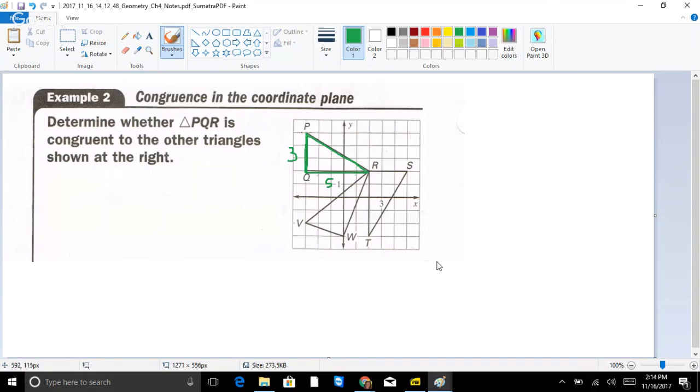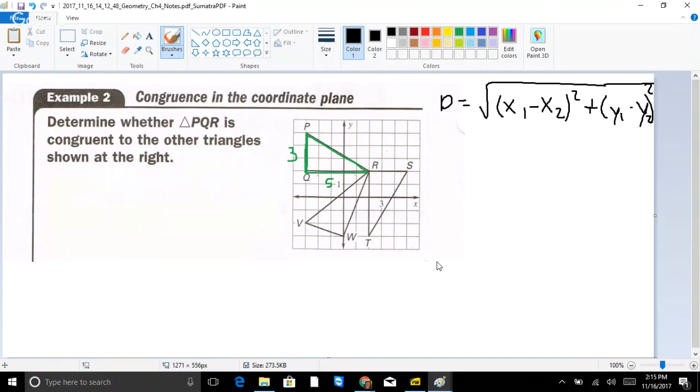I can't actually count that because it's on a diagonal. These are easy because they're straight units, so I count them. Between P and R, I can't do that, so I'm going to have to use the distance formula. If you remember the distance formula, distance equals the square root of the change in the x coordinates squared plus the change in the y coordinates squared. And that's how we're going to do the distance formula.